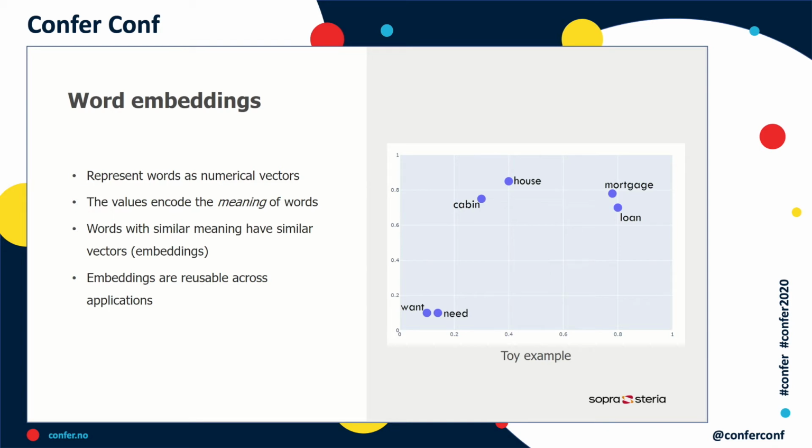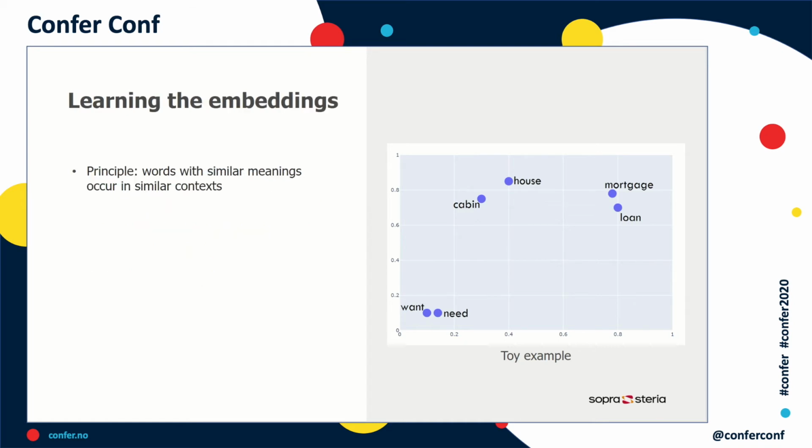And good embeddings encode the language in general, so you can reuse embeddings across applications, because learning these embeddings is quite a difficult and expensive task. So how do we learn these embeddings? The guiding principle for this is that words with similar meanings occur in similar contexts.